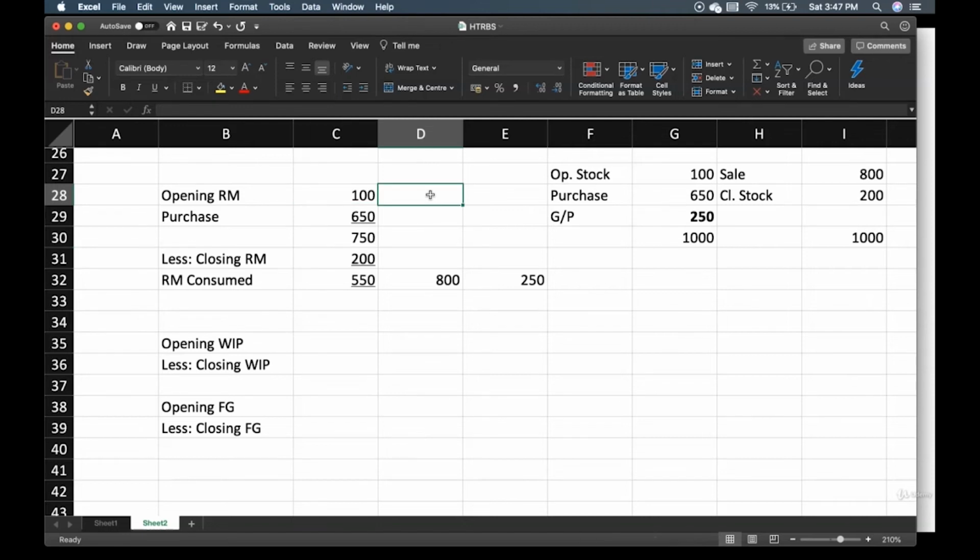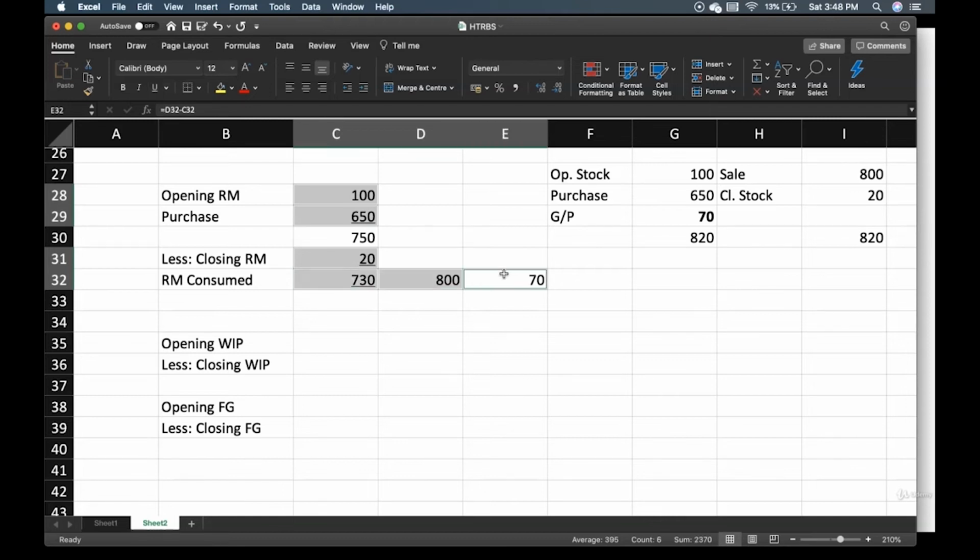See, when that will arise, look at this. You had 100, you purchased 650, and let's say your closing stock is only 20. In that case, what happened? Your raw material consumed got changed as 730. You sold it for 800, so you made a profit of 70. So here, opening stock minus closing stock gives me the figure as 80. I can simply add the 80 with purchases. So 80 plus 650 gives me 730. That when I compare with sales, I get the profit as 70.